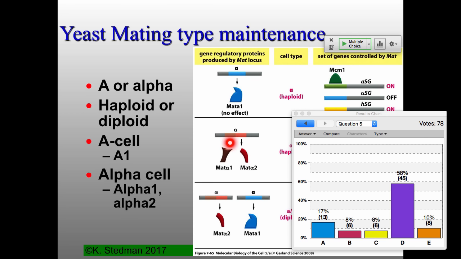So what does that mean about our diploid cell? We're not going to have MAT-alpha-1, so we're not going to be turning on alpha-specific genes. We're not going to have A-specific genes because those are turned off. What does that leave us with? Just our haploid-specific genes.